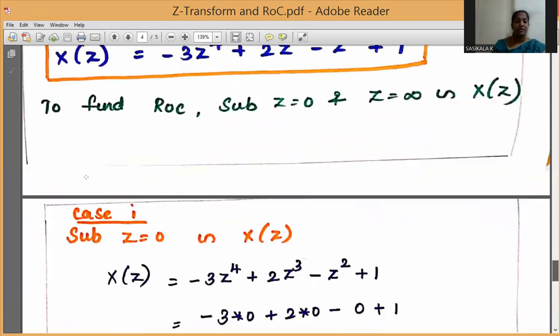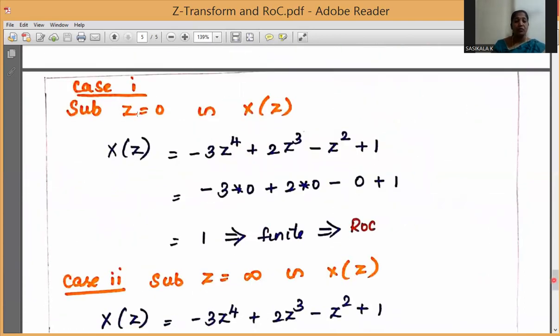Now, first, case 1. We need to substitute z is equal to 0 in capital X of z. So, X of z is equal to minus 3 z power 4 plus 2 z cube minus z square plus 1. So, substitute z is equal to 0. So, minus 3 into 0 plus 2 into 0 minus 0 plus 1. So, at last, you'll be getting 1, which is a finite value. So, finite means it comes under ROC.